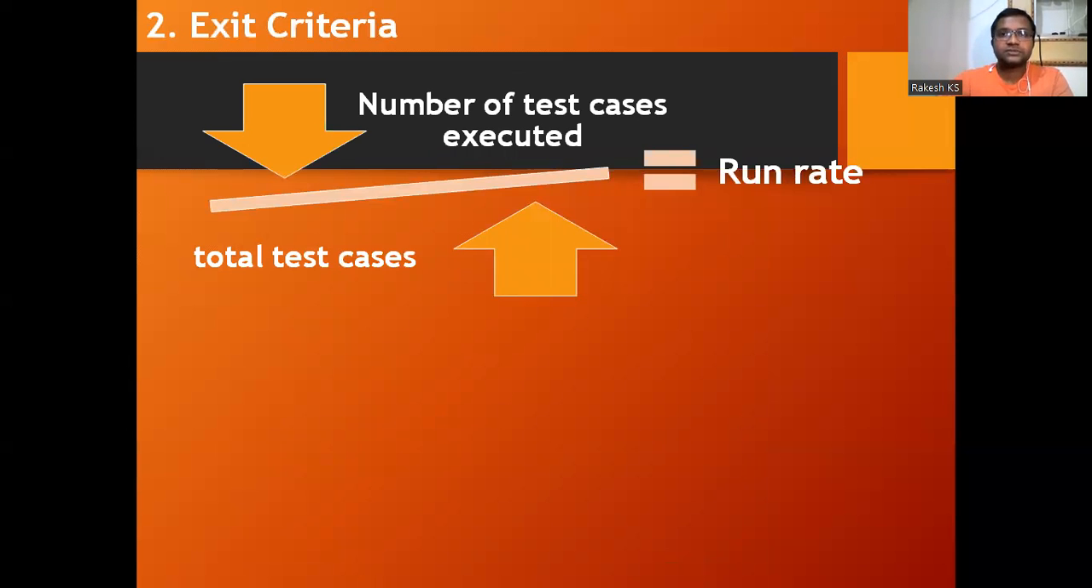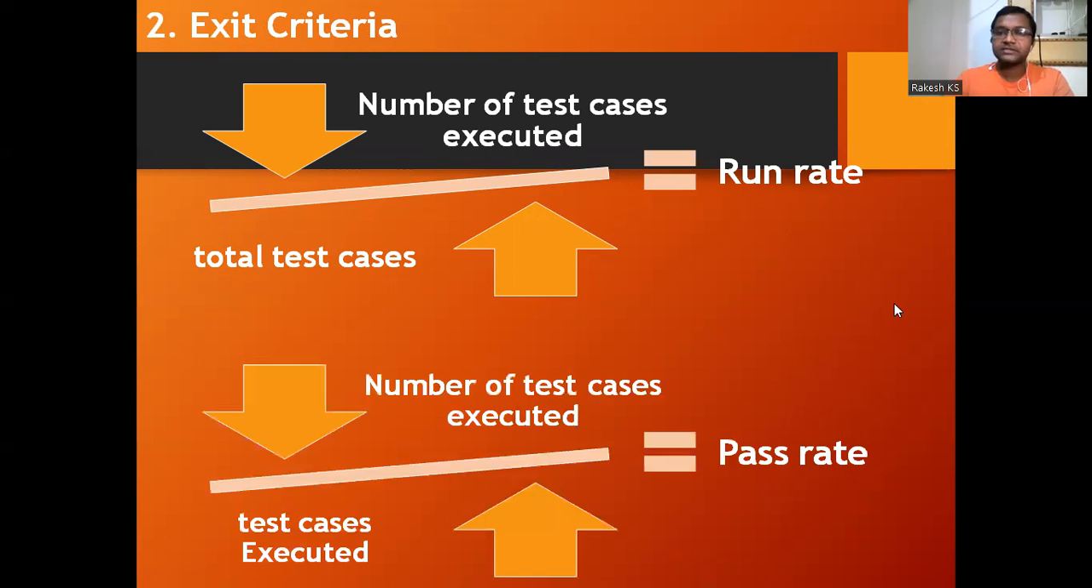So this one we shall see one by one. This one is the exit criteria. Exit criteria is also an important criteria where we play with the numbers here. There are two kinds of exit criteria, that is run rate and pass rate. First we shall see the run rate.